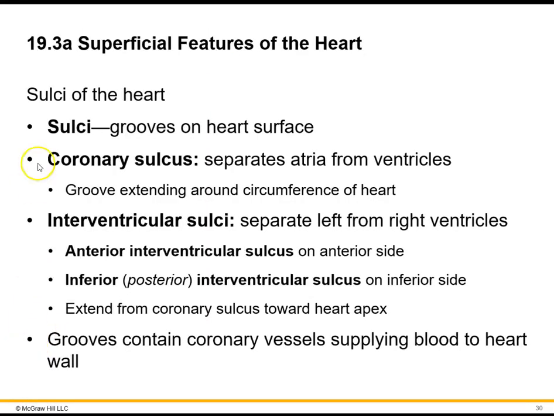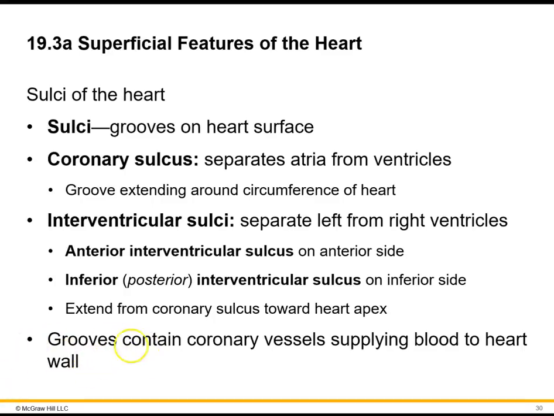What is a sulcus? The plural of sulcus is sulci, and what sulci are is they are grooves on the heart surface. The heart has a few sulci. There's the coronary sulcus. This guy is going to separate the atria from the ventricles. And then you have the interventricular sulci, and these guys separate the left ventricle from the right ventricle. You have one on the front of the heart and one on the back of the heart. The one on the front of the heart is the anterior interventricular sulcus, while the one on the back is the inferior or posterior interventricular sulcus.